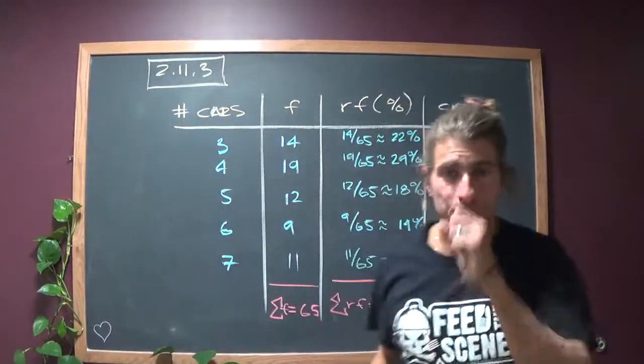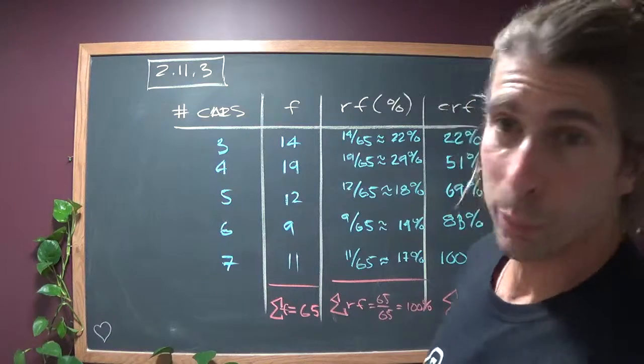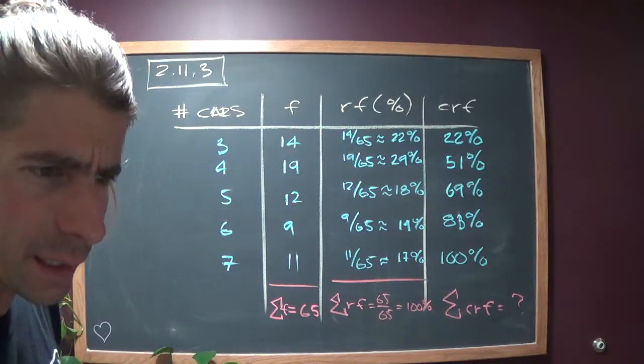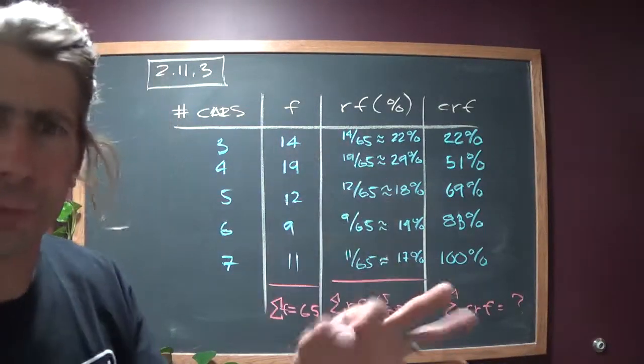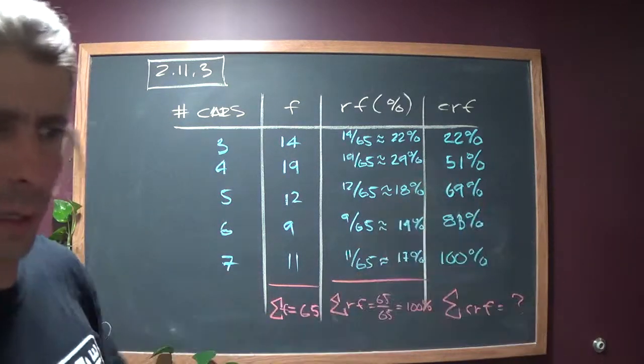Hey everybody, purpose of this video is to walk us through problem 2.11.3 in the Collaborative Statistics textbook. In this particular problem, you've got a table that you had to fill in for question number 3 proper. I've answered a couple of the questions before question number 3.